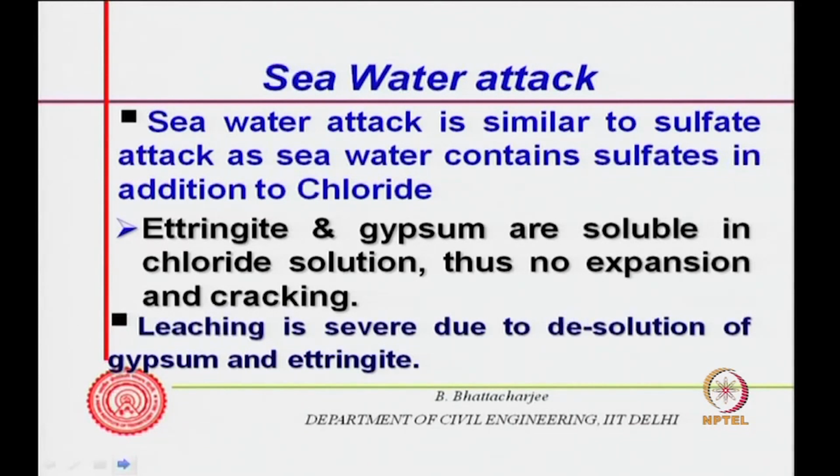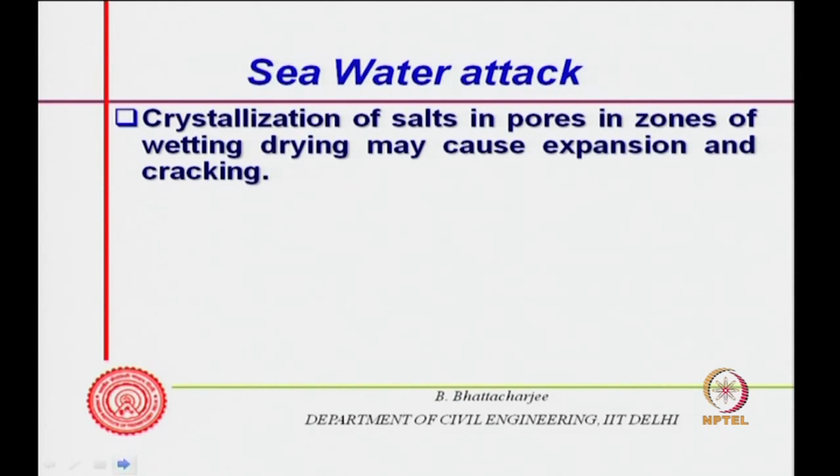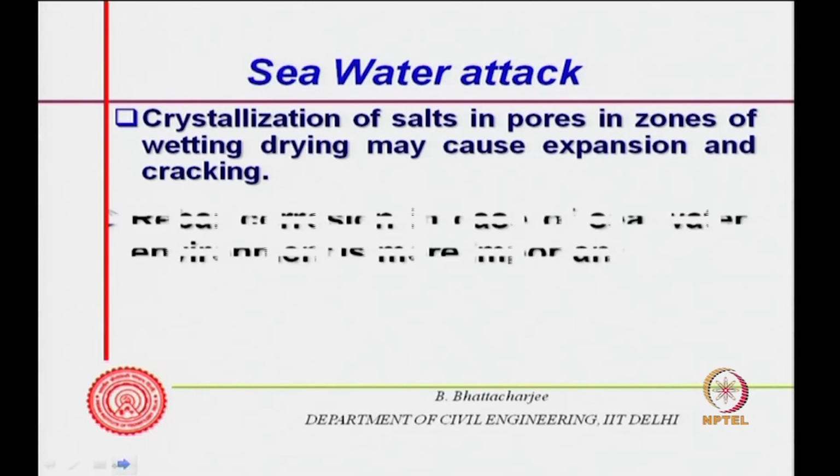So, severe leaching could be there if sulphate attack is prominent. Dissolution of gypsum and ettringite would result in very porous concrete. If you have very porous concrete, more seawater can go in. So, crystallization of salt in the pores can occur, the skeleton will become porous, and therefore more material can go in and solidify there, and as the crystallization of salt occurs within, this can cause expansion and cracking.